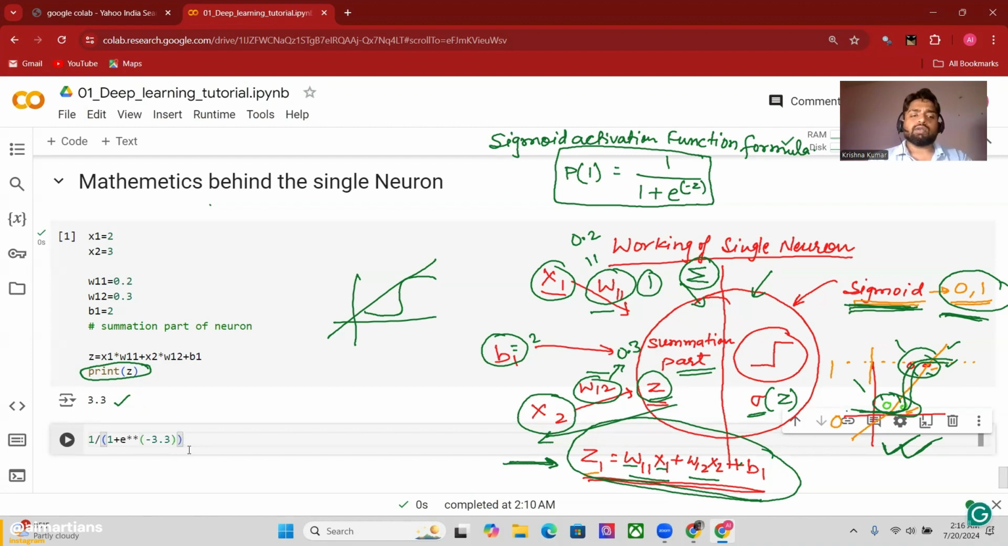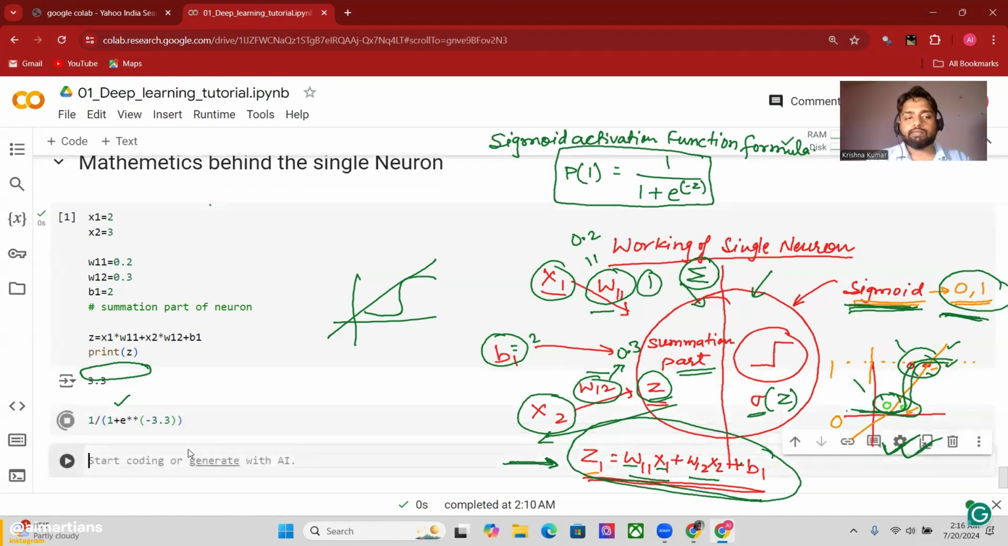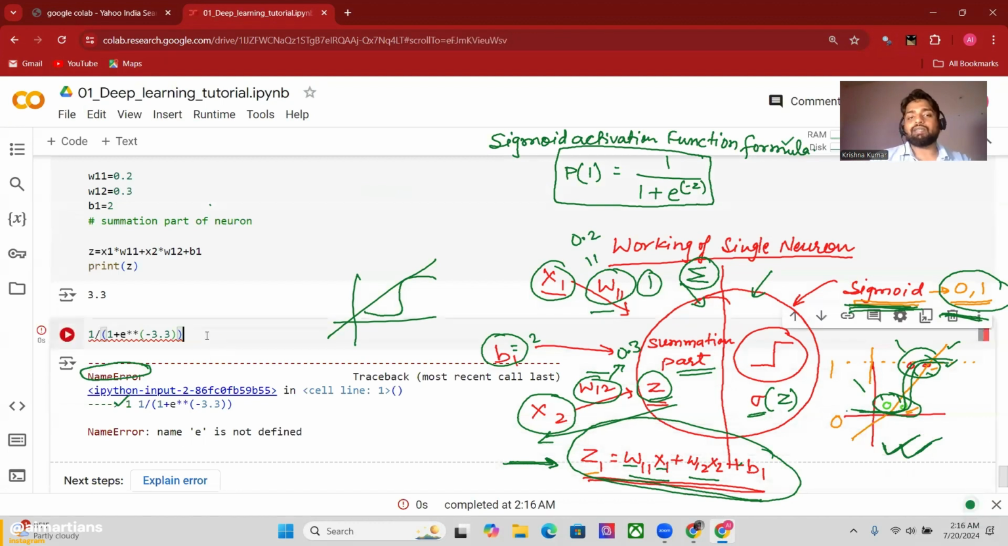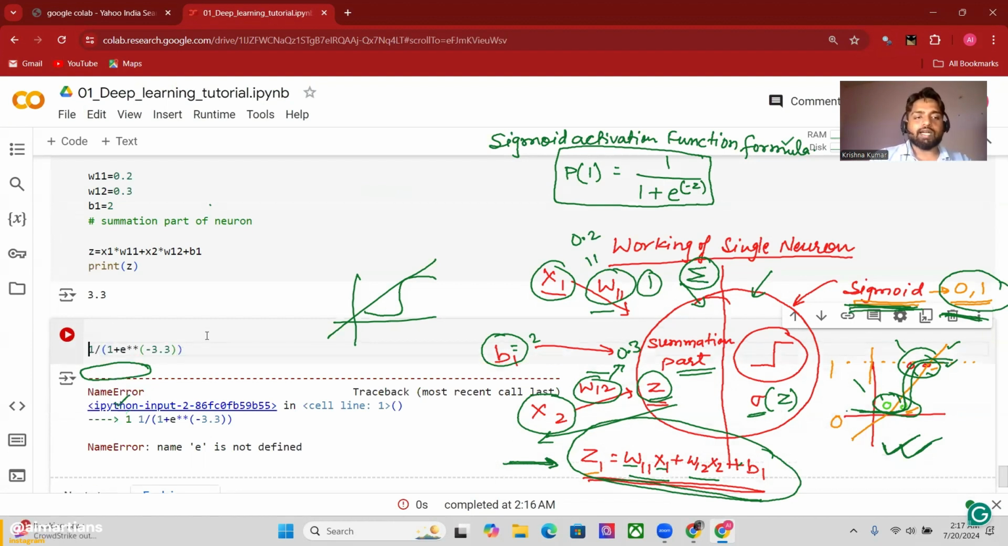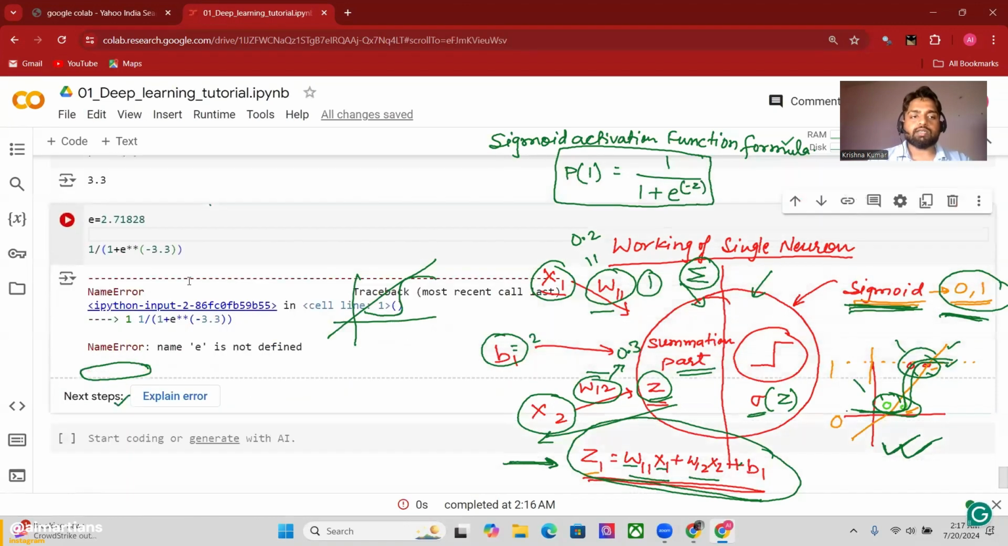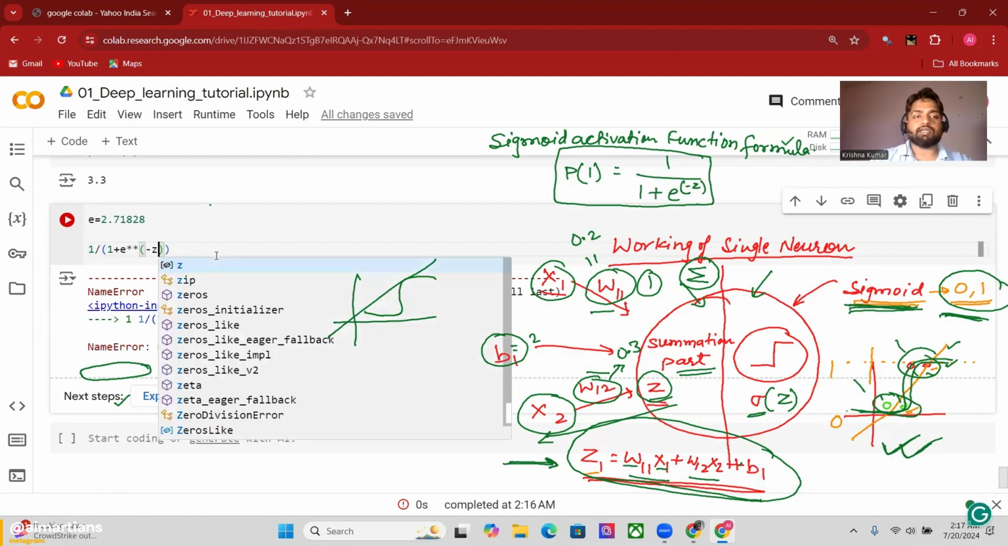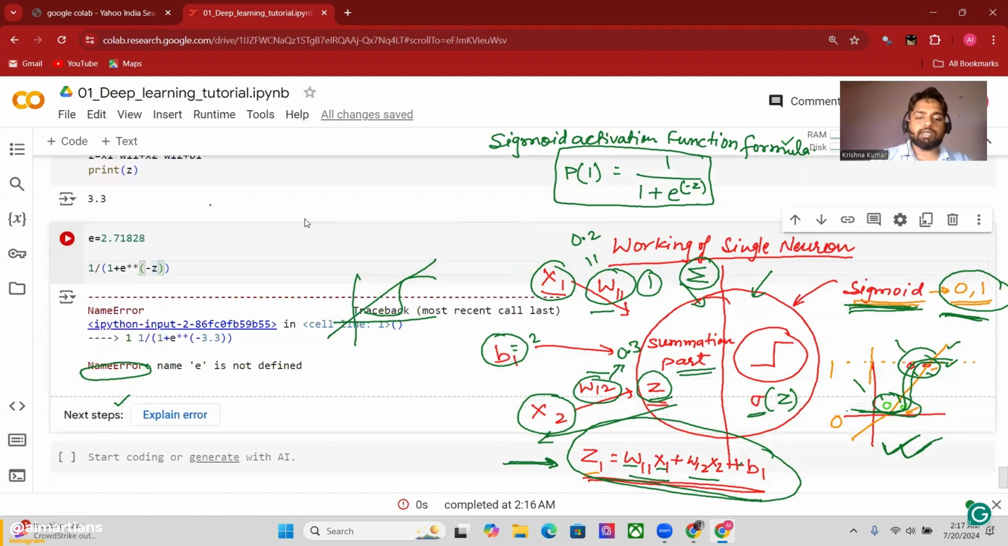Okay, so now if I run this, I will get some value, and that value will lie between 0 and 1. See, it is telling me that I didn't mention the value of e, and I have to define the e value, right? So let me define it here. E is equal to 2.71828. And I'm also doing one more thing, just to make it more dynamic. I'm mentioning here minus z. Okay, so I cannot mention minus z like this. I have to apply, let's say, 1 into z. Okay, so I will simply multiply something like this.